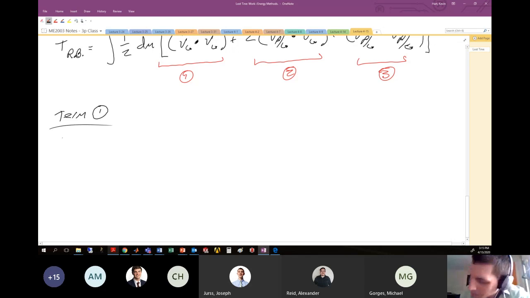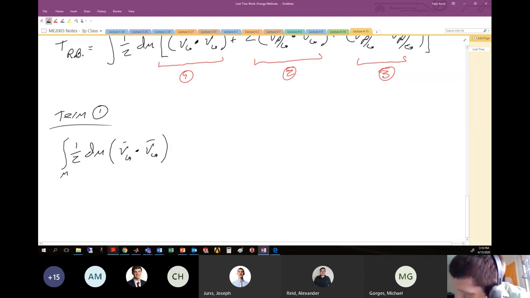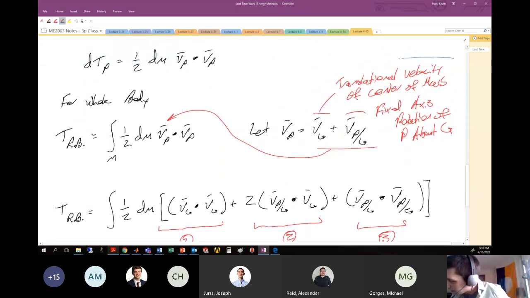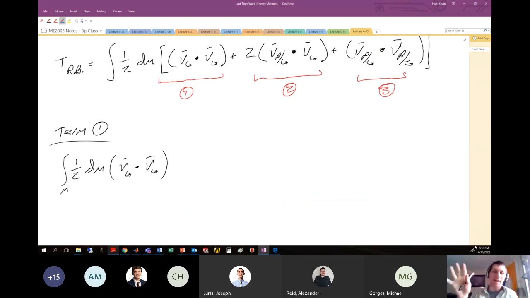So here we go, term one. Term number one is the integral over the mass of 1/2 dm vg dot vg. The first thing I want to say about this term is to recall that the velocity of g was the translational component of the velocity of some arbitrary point. This vg term was the translational velocity of the center of mass. All points on the object, random points p, will have this same translational velocity. If we're talking about translation of an object, all points on that body have the same translational velocity. So this vg term is not dependent on where we are on the body or the mass associated with the point of interest.